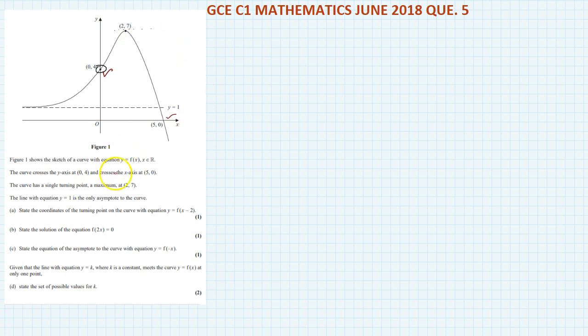dy/dx is 0 here. The line with the equation y is equal to 1 is the only asymptote to the curve. This is the asymptote. State the coordinate of the turning point of the curve with equation y is equal to f(x) minus 2.